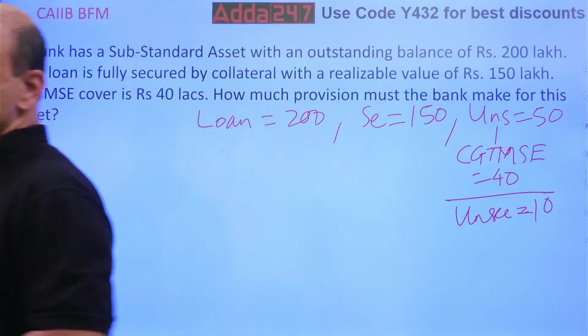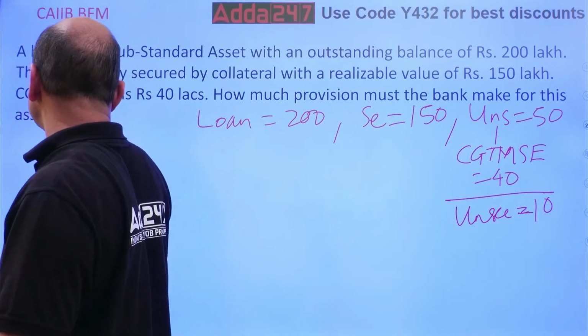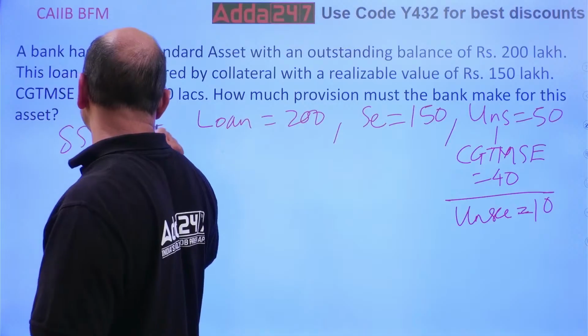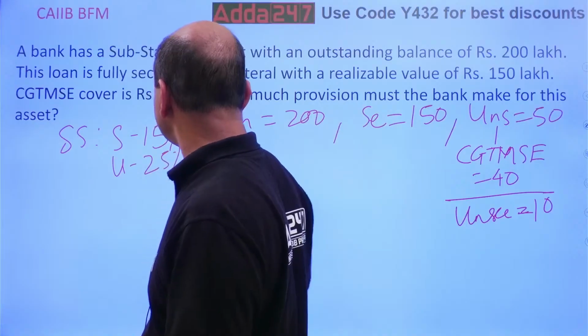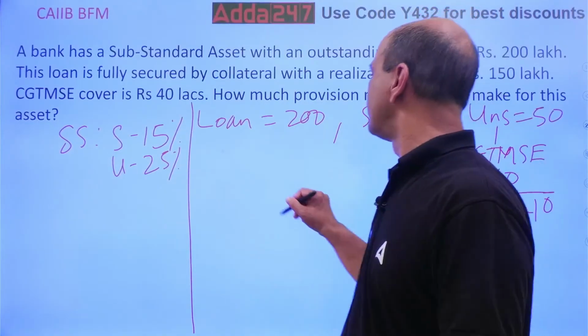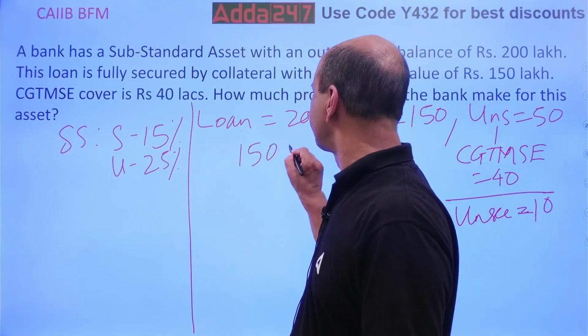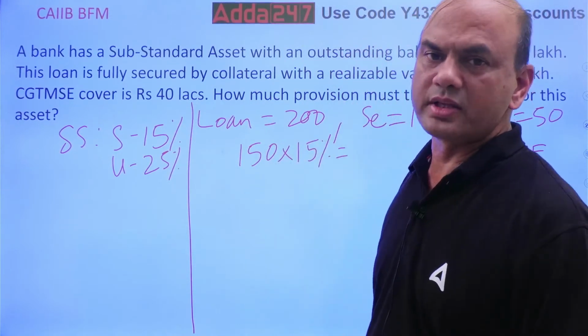Now give me the provisions. For the secured part, it is 150 into, what is the provision for substandard? Just now we saw it, secured is 15%, unsecured is 25%. So here, secured 150 into 15%. What is the answer? 15 15s are 225, right?